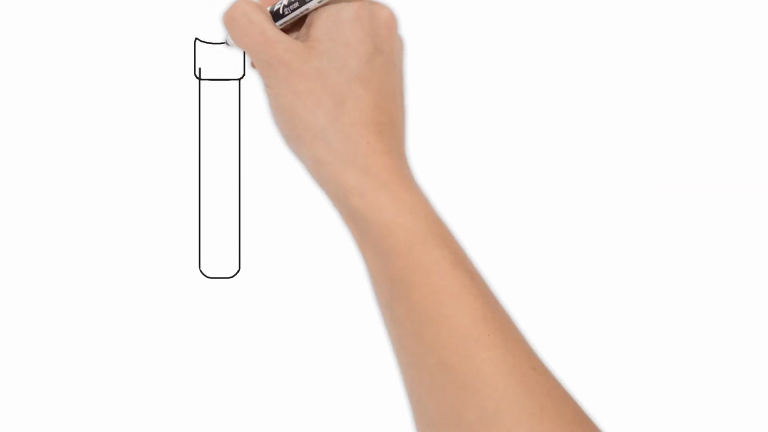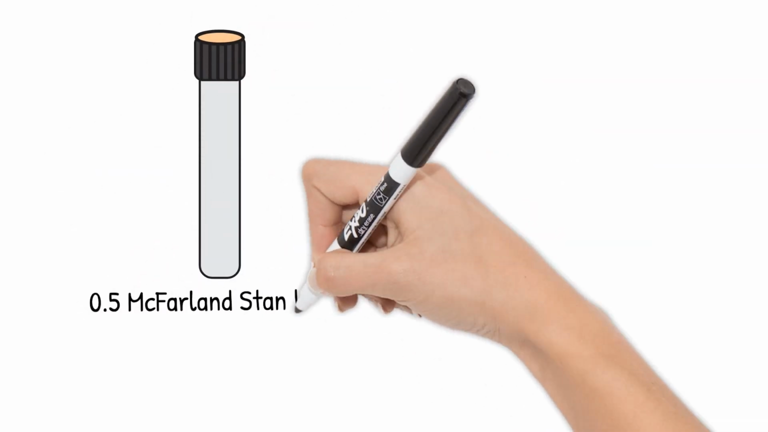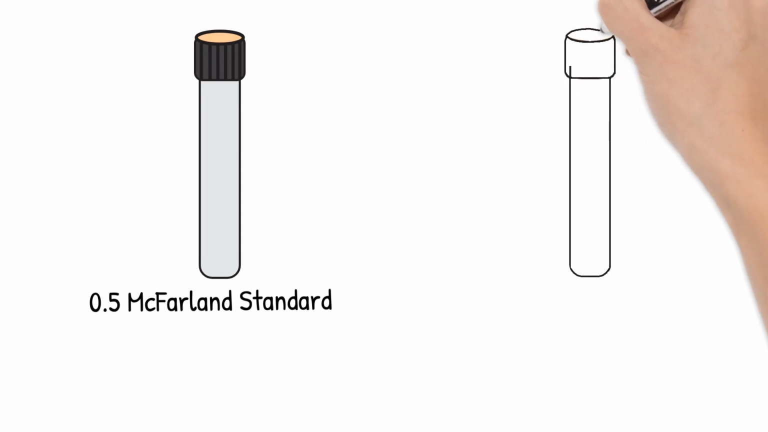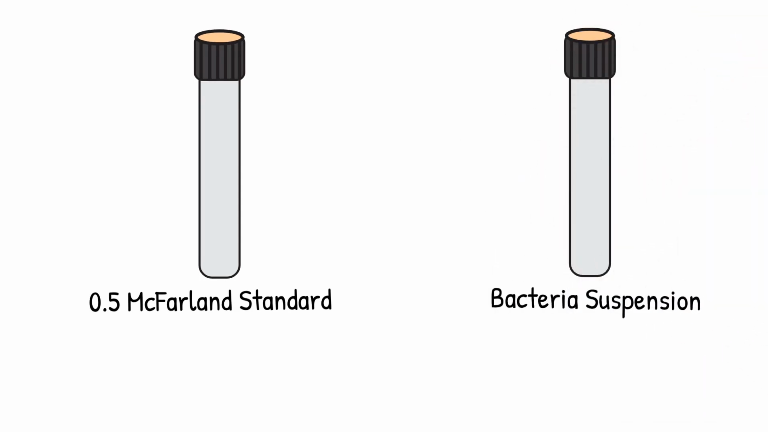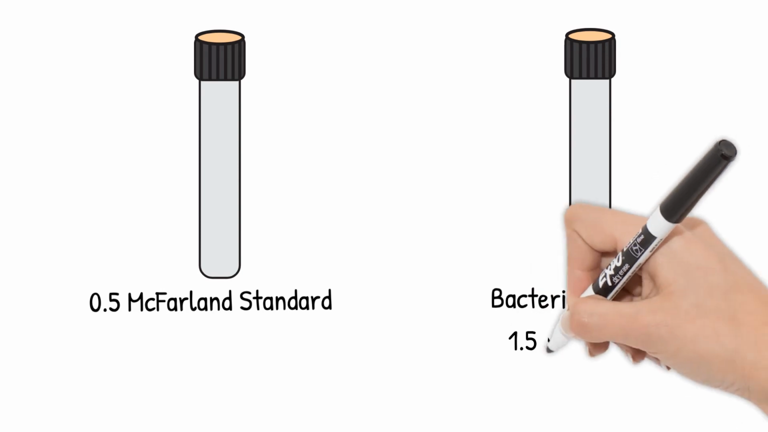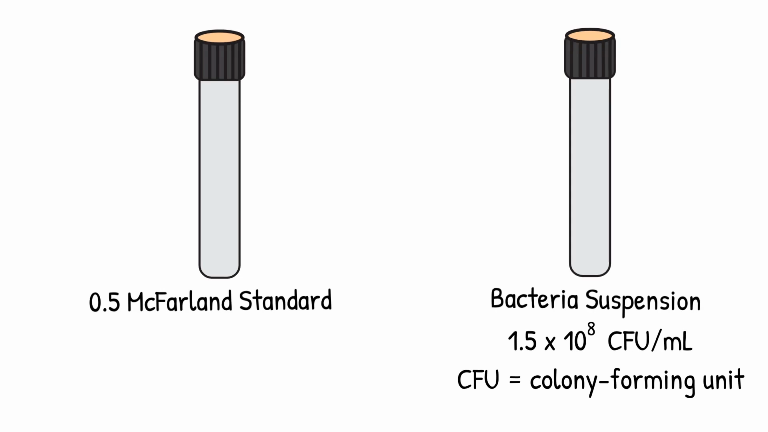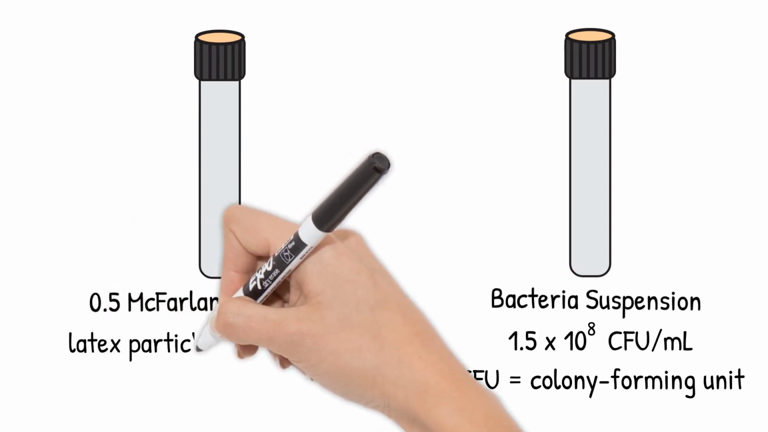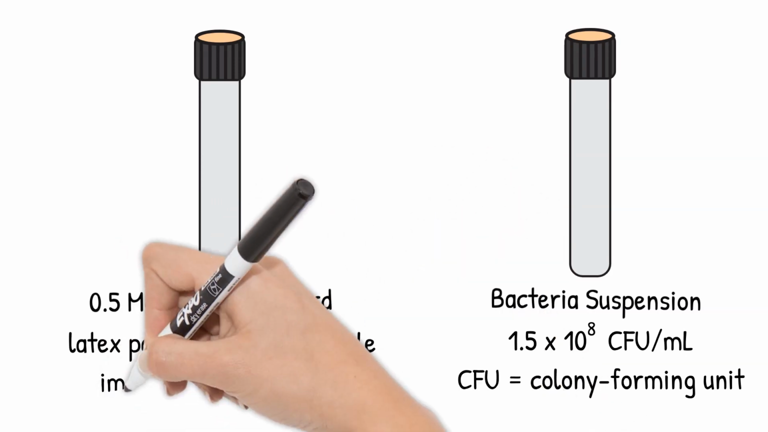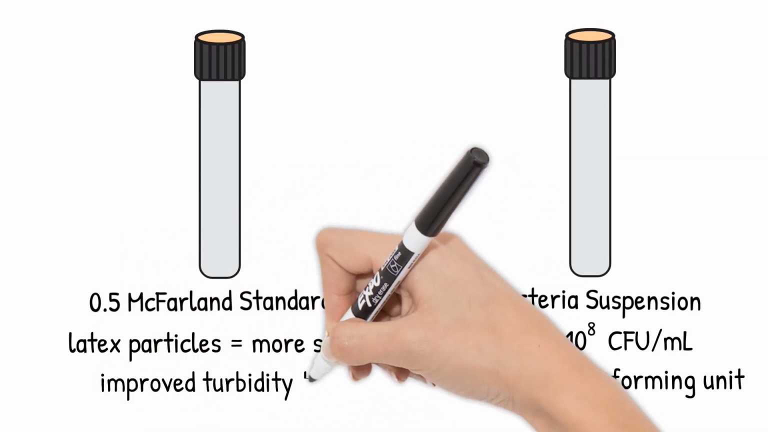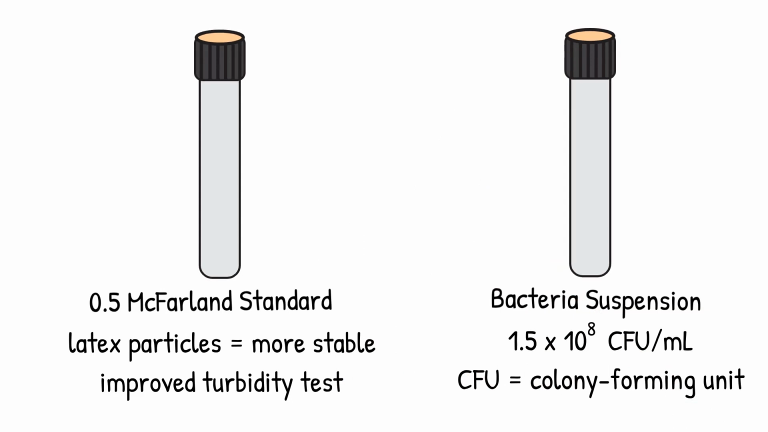A 0.5 McFarland standard provides turbidity comparable with that of a bacteria suspension. Bacteria that have the same turbidity as the 0.5 McFarland standard contain approximately 1.5 times 10 to the 8 colony-forming units per milliliter, or CFU per ml. A modification of McFarland is to use latex particles, because it is more stable and can provide comparable turbidity as the original McFarland standard mixture.